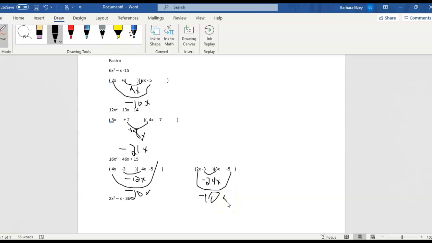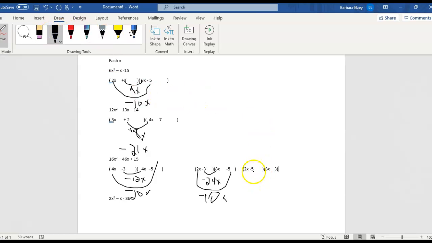Now I can switch either the 2 and the 8 or the -3 and the -5. I've got to make sure though that I only switch the first with the first or the last with the last. I don't want to mix those up. All right, so I'll switch the last. So I'll keep my 2x and my 8 in the same spot, but I'll switch the 5 to the front and the 3 to the back. And then let's check.